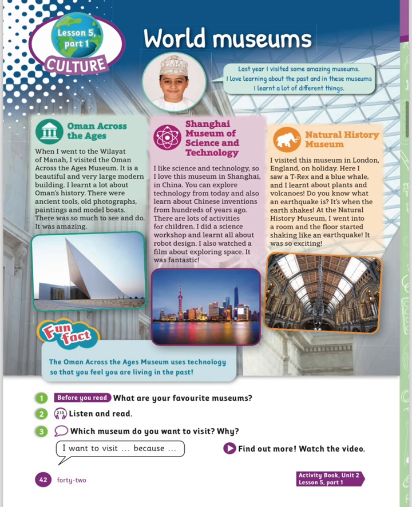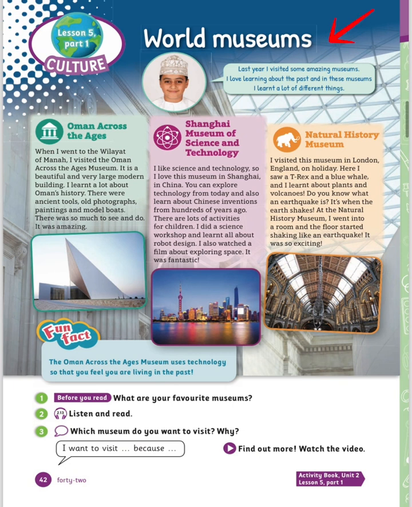Lesson 5, Part 1. Exercise number 1. Before you read, what are your favorite museums? Look at the icons next to the museum names and the photos. Predict what you will see in the museums. Exercise number 2. Listen and read. Look at the photos again and listen carefully.